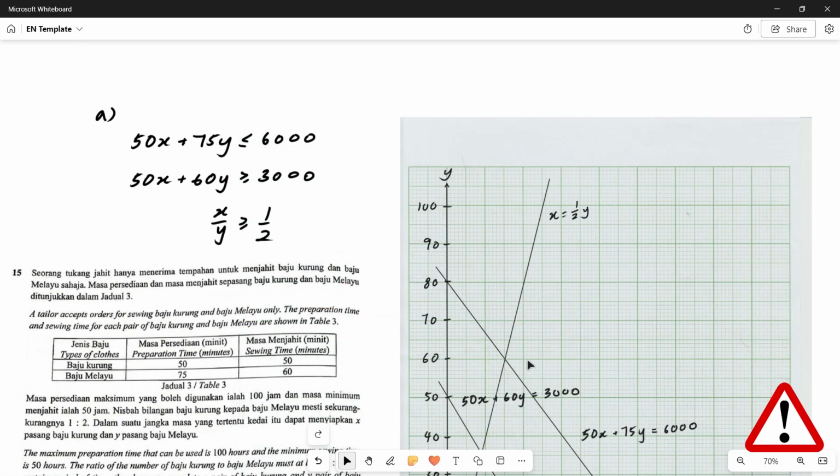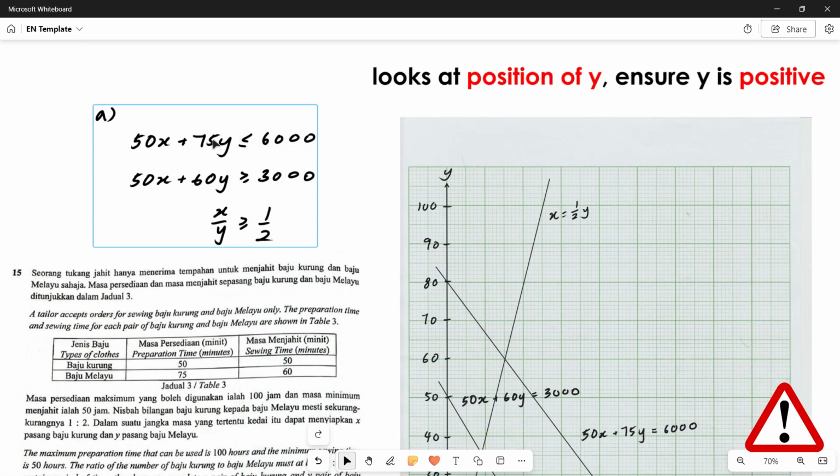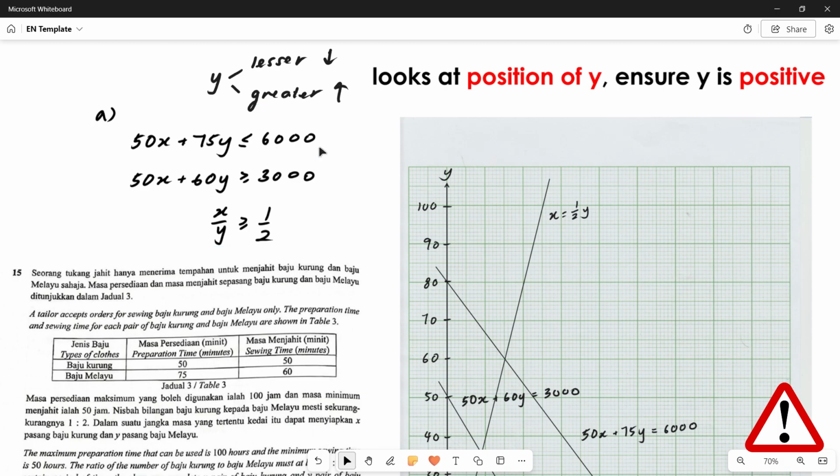So to sketch the shaded region, we need to look at the position of y. So meaning, if y is on the lesser side of the equation, then we need to sketch downwards. If y is on the greater side of the equation, we need to sketch upwards. So what is lesser and greater? So for example, this equation, as you can see, y is less than 6000. So this means it's at the lesser side of the equation, which means we need to sketch downwards.